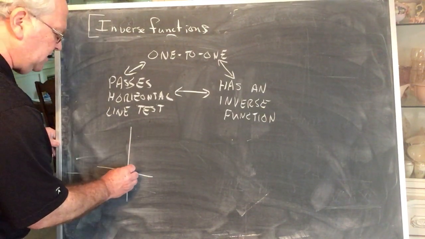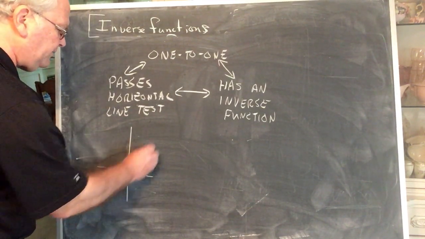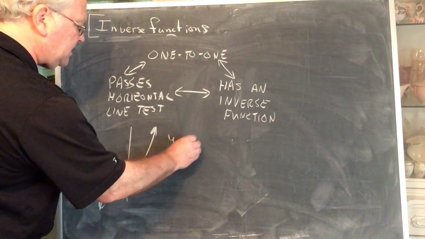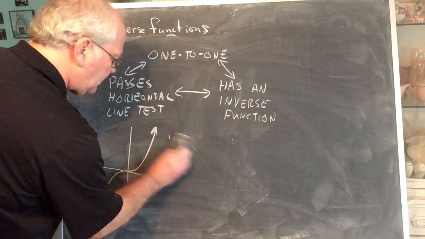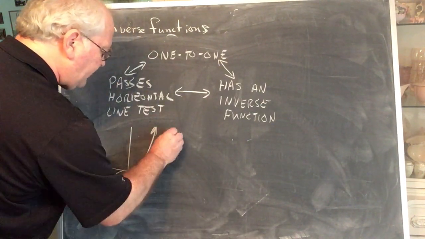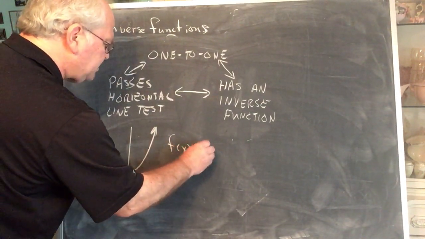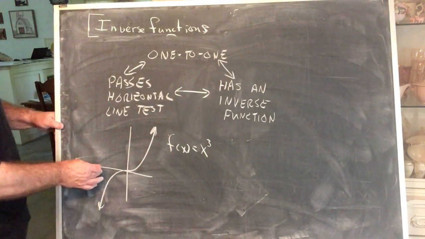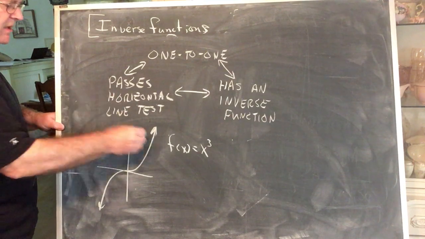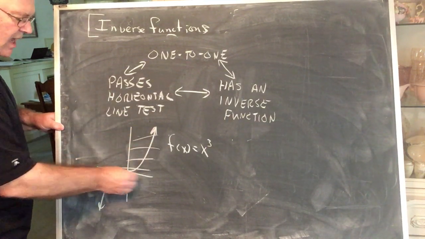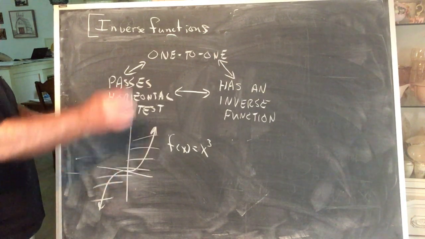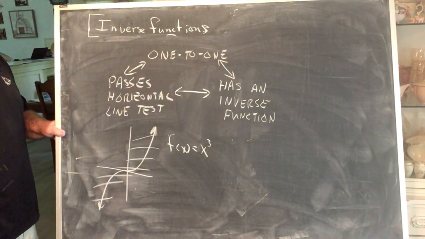Now there are several functions, you know this. Suppose we take the cube function. Let's call it f of x equals x to the third. That's the cube function. Well, this function, what do we know about it? It clearly passes the horizontal line test. So this function passes the horizontal line test. That means it is a one-to-one function.